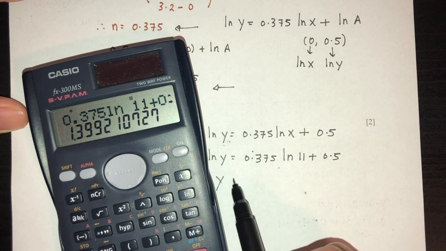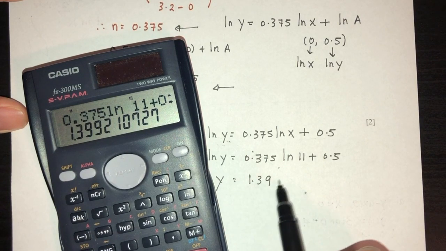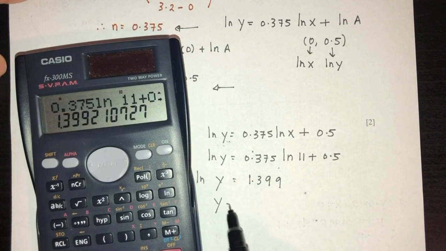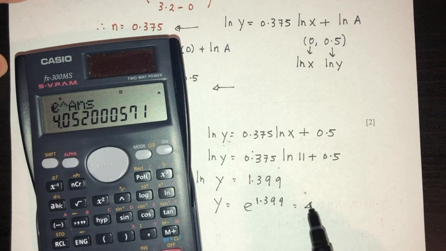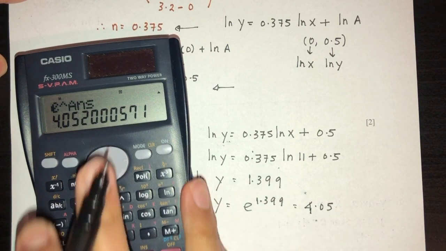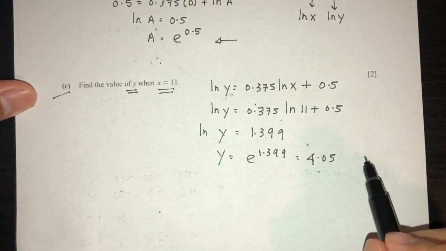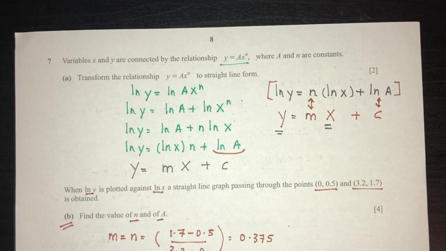That should be 1.399. y will be the exponential of 1.399. That will be 4.05 for your value of y, correct to 3SF. So that is your answer for part C. And that was question number 7.